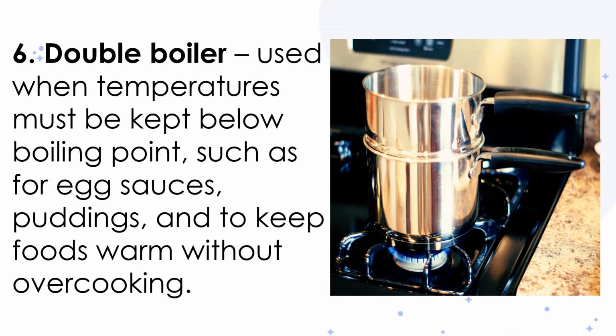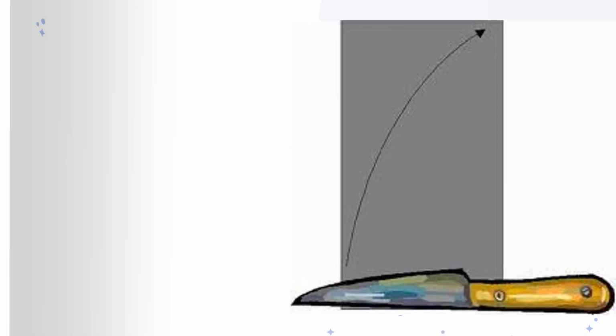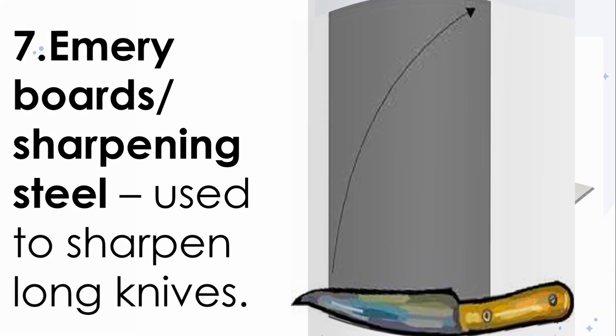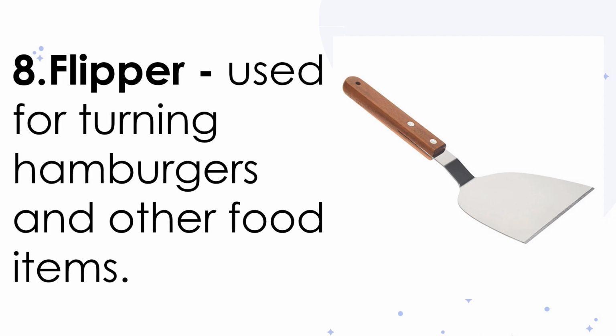Double boiler, used when temperatures must be kept below boiling point, such as for egg sauces, puddings, and to keep foods warm without overcooking. Emery boards or sharpening steel, used to sharpen long knives. Flipper, used for turning hamburgers and other food items.